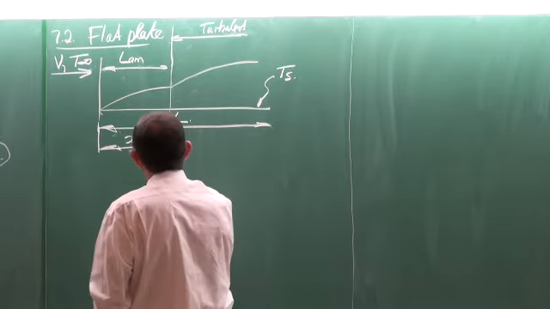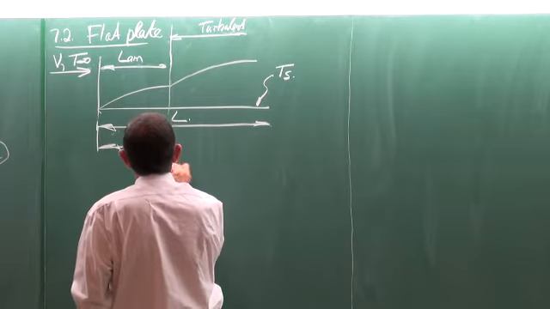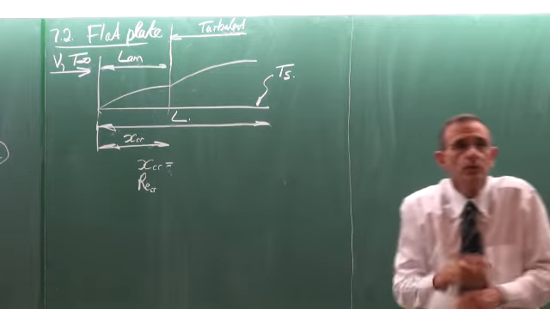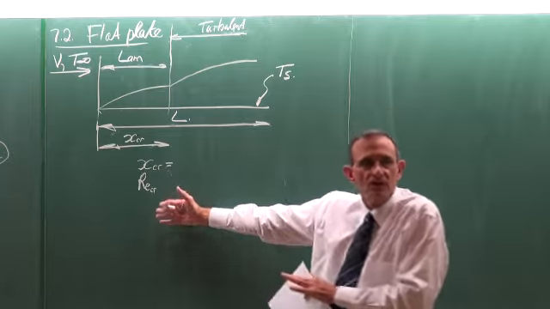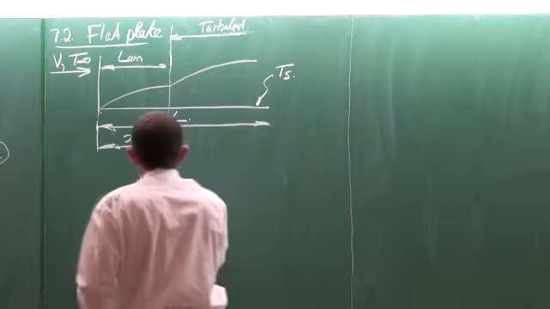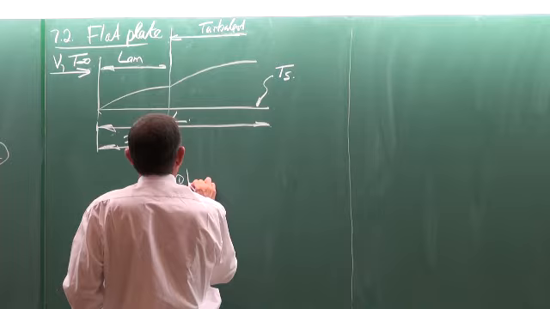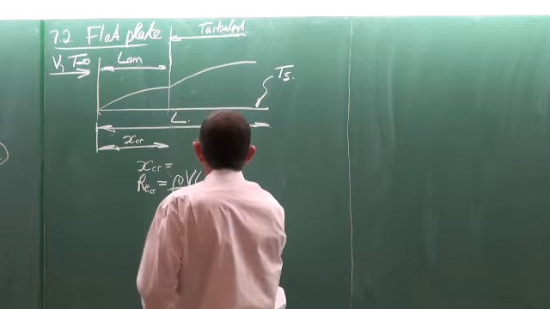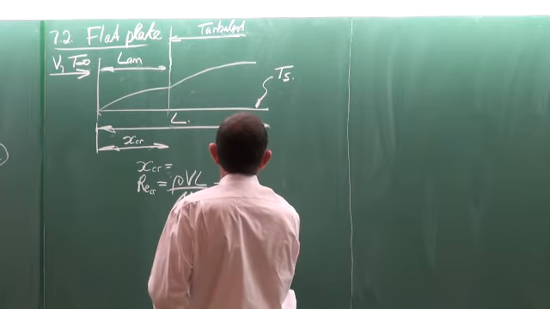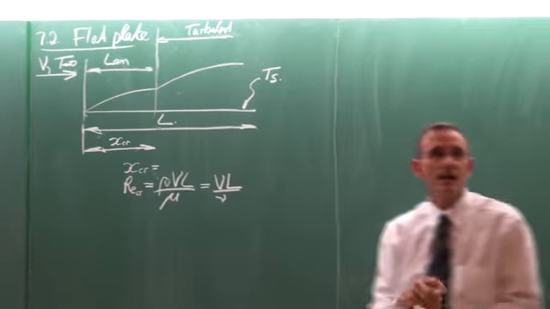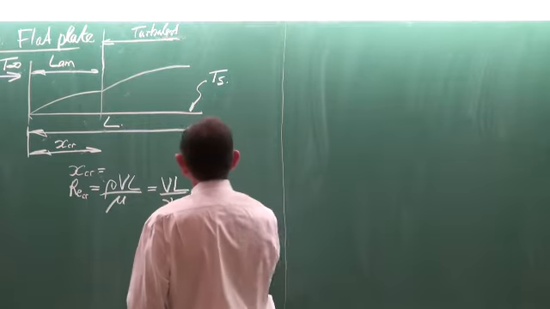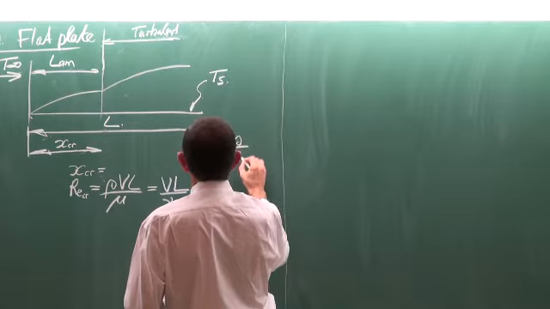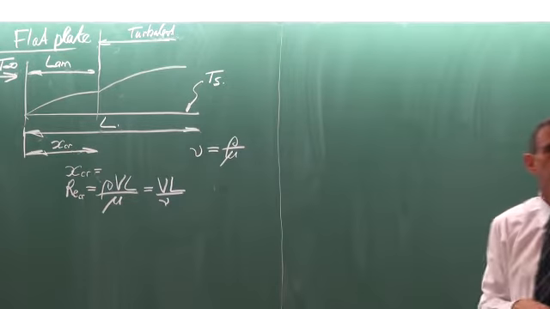And this critical distance, where the flow changes from laminar to turbulent, we can calculate with the critical Reynolds number, where the critical Reynolds number is equal to rho V L divided by mu, or we can write it as the velocity times L divided by the kinematic viscosity, where the kinematic viscosity is just equal to the dynamic viscosity divided by the density.